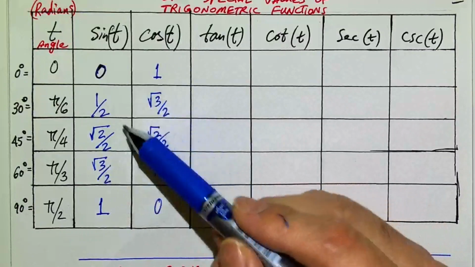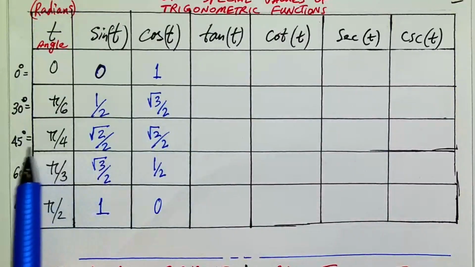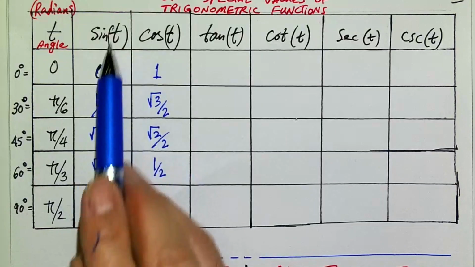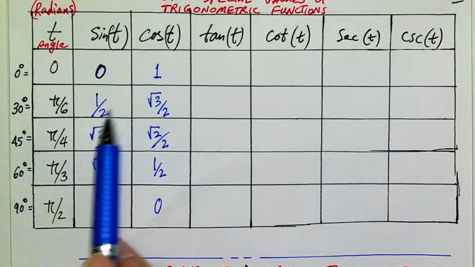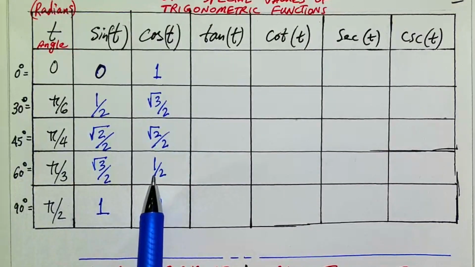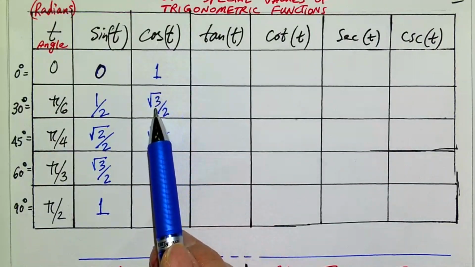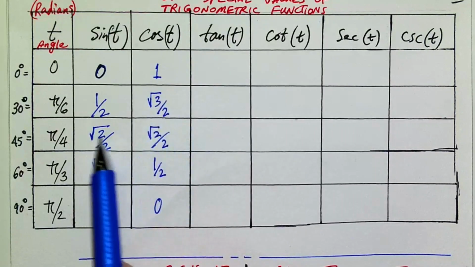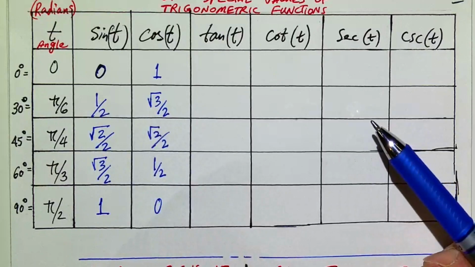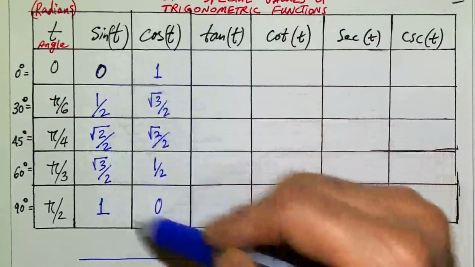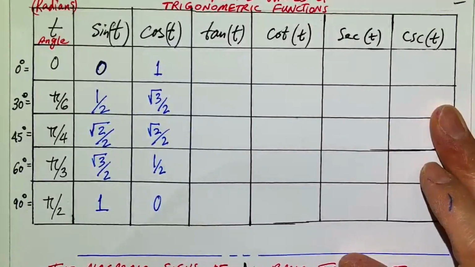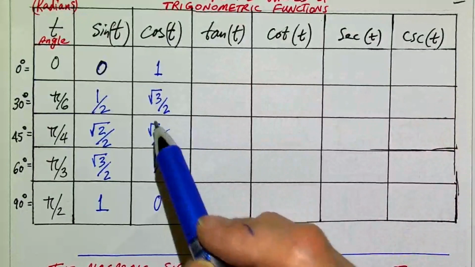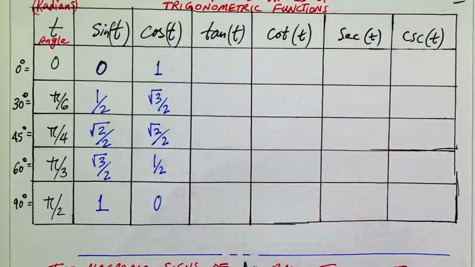So if you look, there is a pattern, right? The pi over 4 or 45 degrees has the same sine and cosine. The sine of 30 degrees is equal to the cosine of 60 degrees. And the cosine of 30 degrees is equal to the sine of 60 degrees. Okay, there are relationships here. There's a pattern here. You've got to remember this, because if you do, then you can calculate the rest of this table based on your knowledge of these two functions.